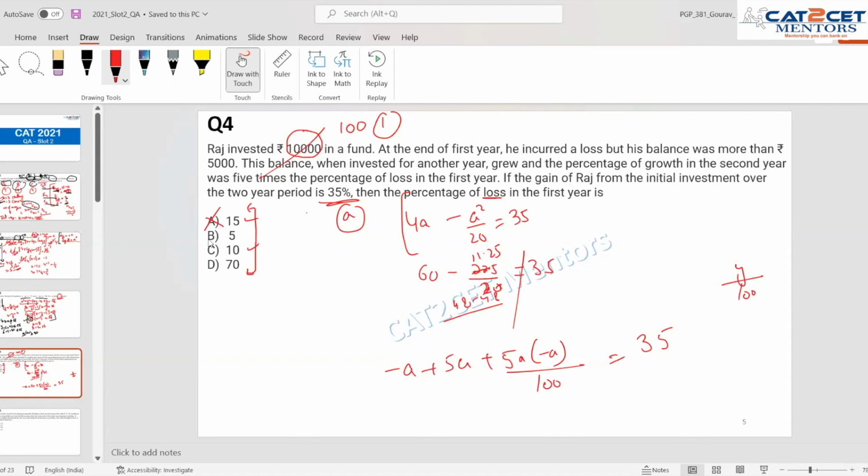Pankaj, read the question again, how we got the 5a. It is clearly mentioned that in the second year, the growth was 5 times the percentage of loss. So in the first year, when we have a loss of a%, then in the second year, we are going to have a gain of 5a.